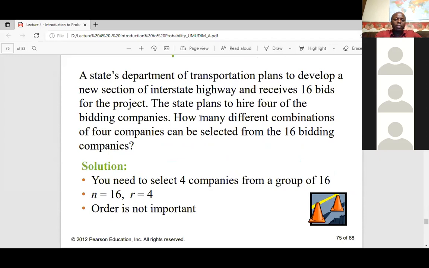It says here, a state Department of Transportation plans to develop a new section of interstate highway and receives 16 bids for the project. The state plans to hire 4 of the bidding companies. How many different combinations of 4 companies can be selected from 16 bidding companies? So N is 16, and R is 4. We're going to hire 4 of them. There's no specific way of hiring them. It can be the first one, the 4th one, and the 3rd one. So there's no specific order. So your N is 16, R is 4.